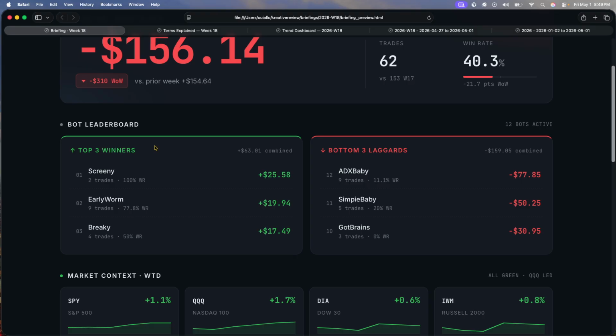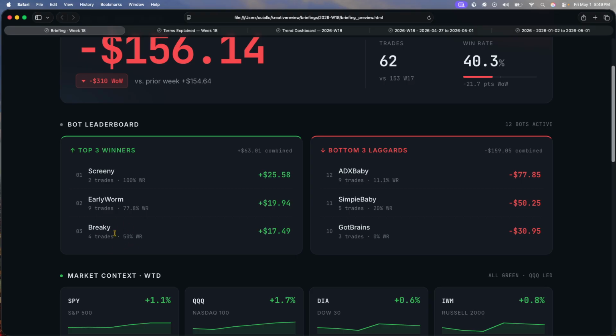And if we're looking at our bot leaderboard, we have Screeny Baby that is leading the way, and this is our bot that trades SPY and QQQ. Then we have Early Worm. I'm not going to hold you, I almost paused this bot. Then there's a couple of tweaks that I did to the bot in order to make it a little bit better. And now it's just one of the leaders week over week, right? So this bot trades QQQ, and this bot trades momentum, right? So it's a momentum trend following bot.